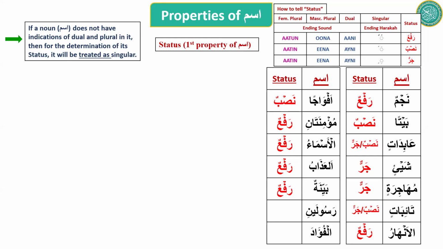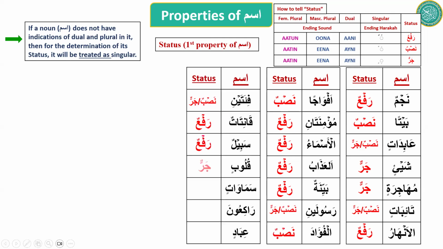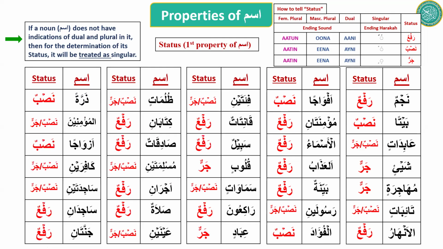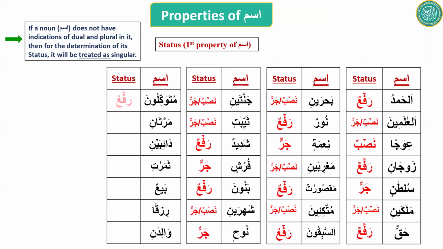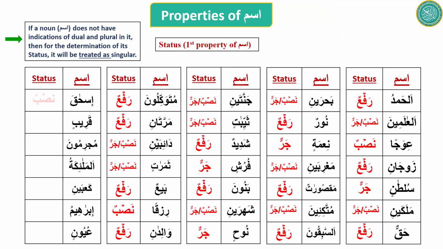I will use a couple of minutes to introduce you to the next topic. Just an introduction. And you can have all the practice in the breakout room, inshallah. There are a lot of other words. So we are done with status. You know how to tell the status: Rafa, nasab or jar.